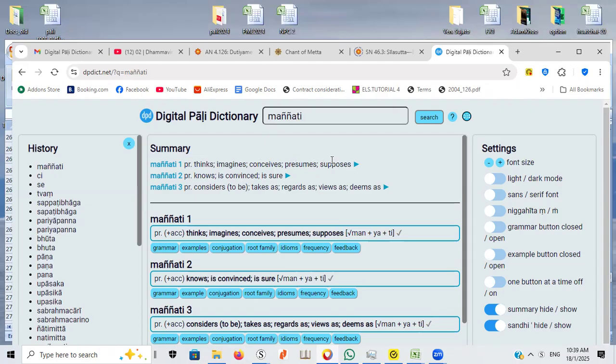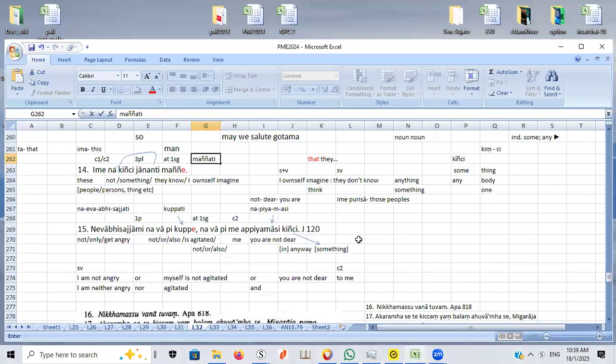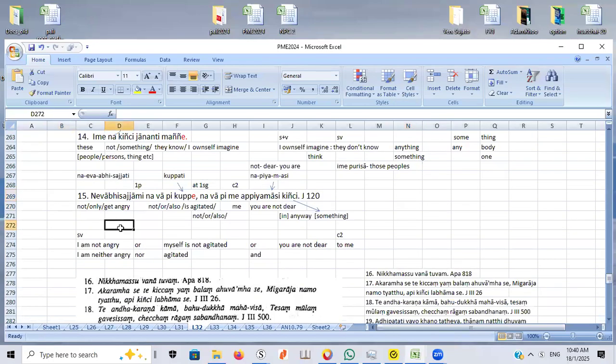So in this case, if we say imagine, it's okay. Imagine means your thoughts. Okay, so this part, manyati, number 15, not number 5. So neva pi, sajami ne wa pi kupi. Can you see all the N with E one? So this is upati. Kupi upati nawa pi me apiyamasi kinchi. The word kinchi again.